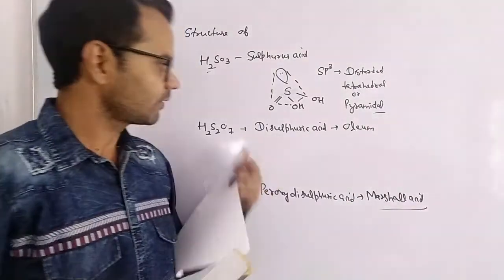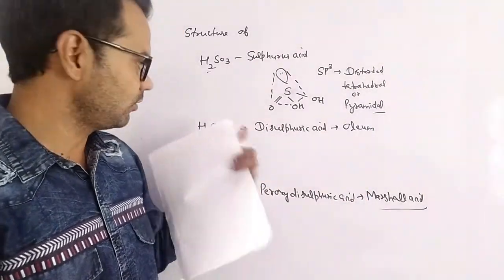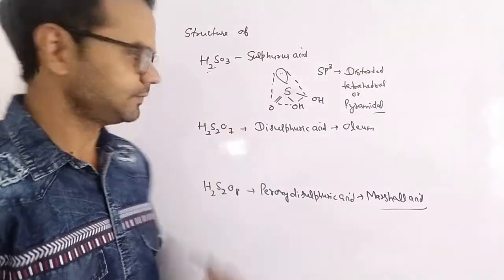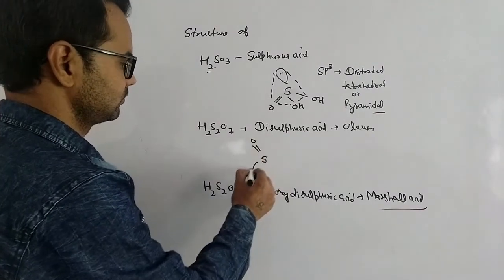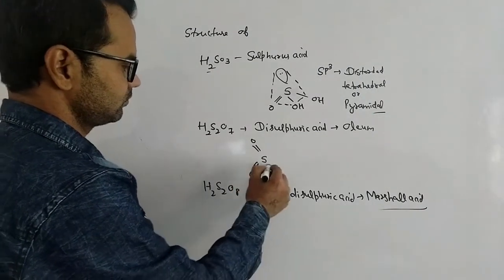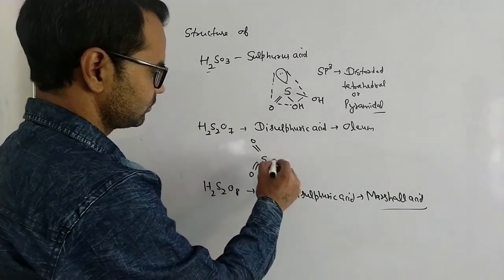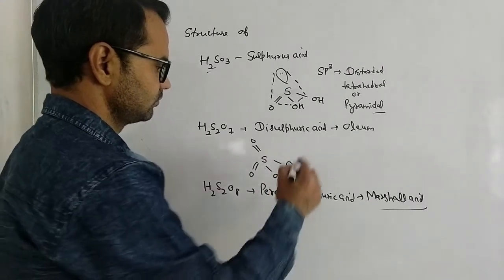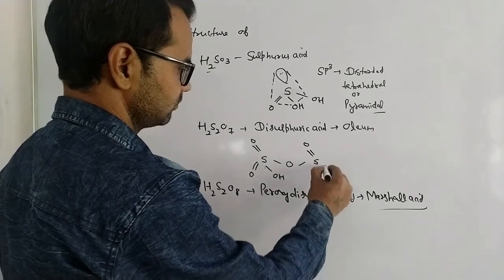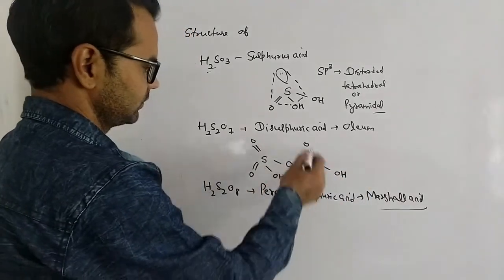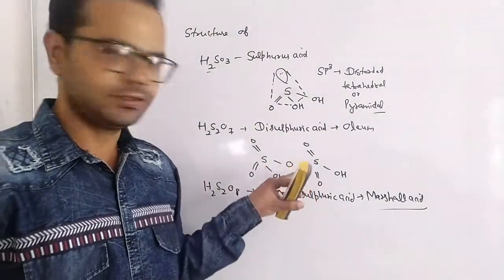Now let's move to disulfuric acid or oleum. There are two sulfur and two hydrogens. So in the complete structure there will be two OH bonds again. So two sulfuric acid units together with the oxy linkage.